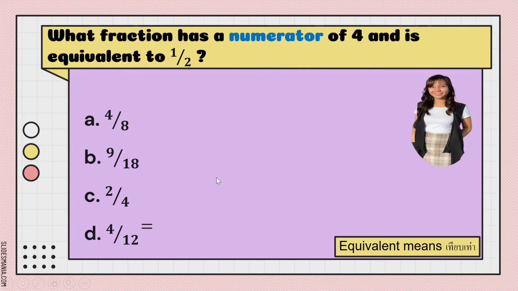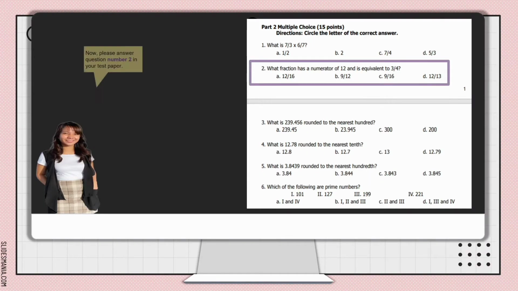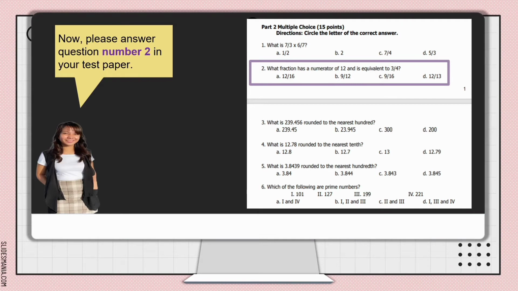For the letter A, 4 divided by 4 is 1, 8 divided by 4 is 2. For the letter D, 4 divided by 4 is 1, 12 divided by 4 is 3. So this one is wrong. The answer is letter A, 4 over 8. Now, please answer question number 2 in your test paper.